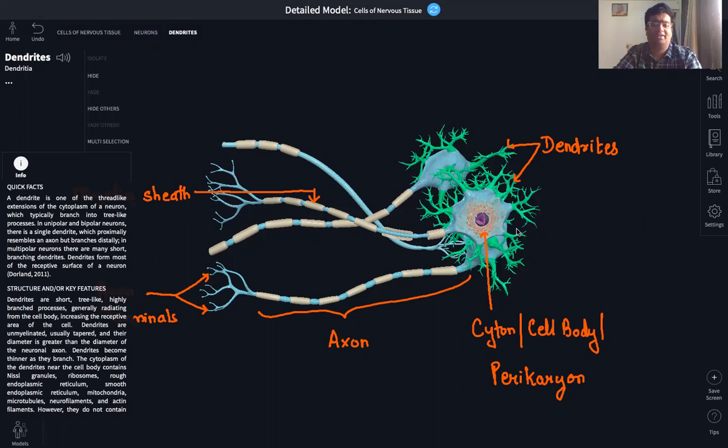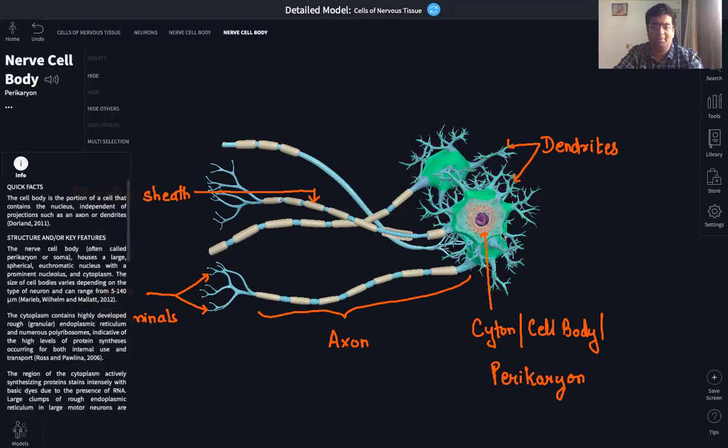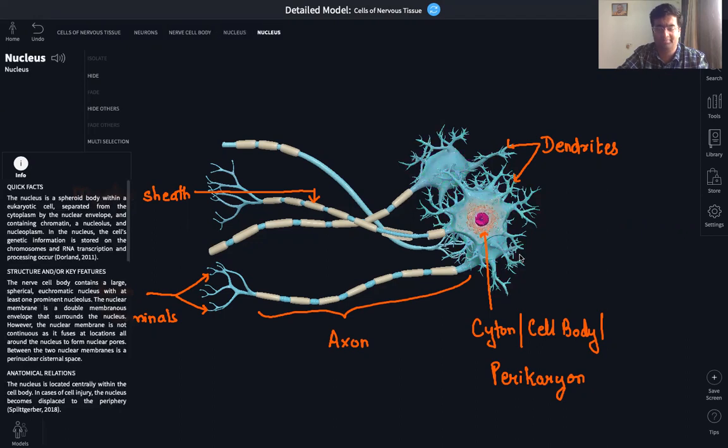Now, let us shift the focus to the cyton. So why do we call the cyton also the perikaryon? Peri means surrounding and karyon means nucleus. So the cyton or the cell body or the perikaryon is the structure that surrounds the nucleus.